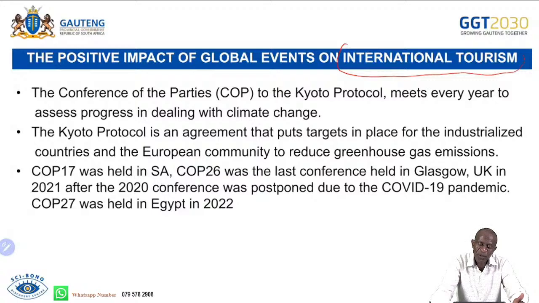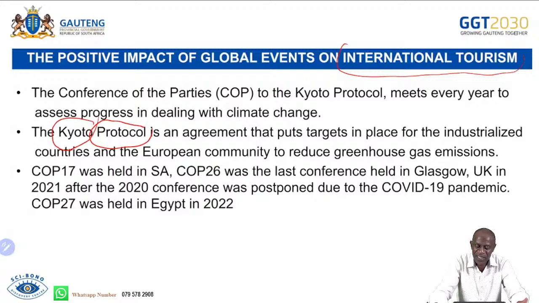which subscribe to the Kyoto Protocol, meets every year to assess progress in dealing with climate change. So the aim of this conference, that is the COP, is to look into the aspect of climate change. The Kyoto Protocol is an arrangement. So the protocol here refers to a certain procedure. And Kyoto here is a city in which the protocol or the procedures on climate change were agreed upon.